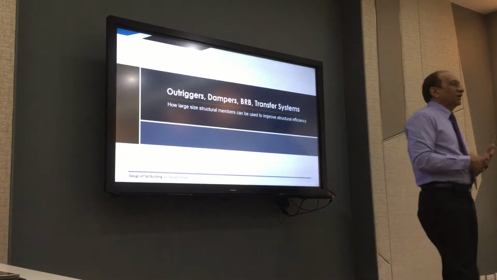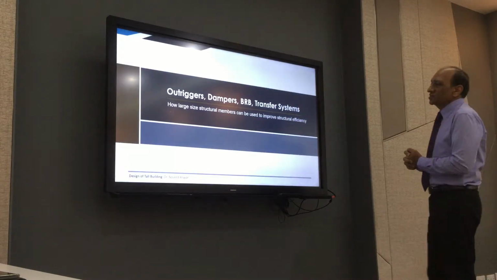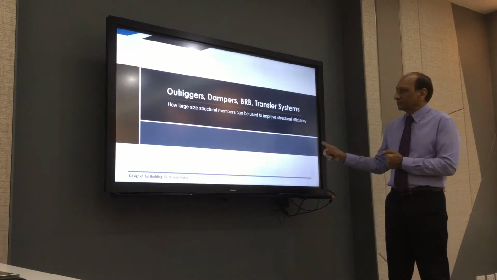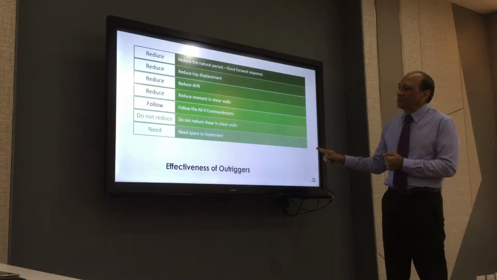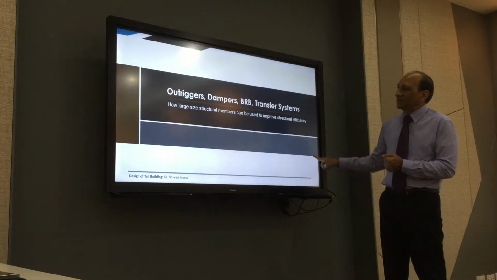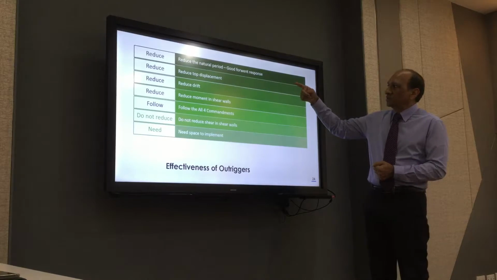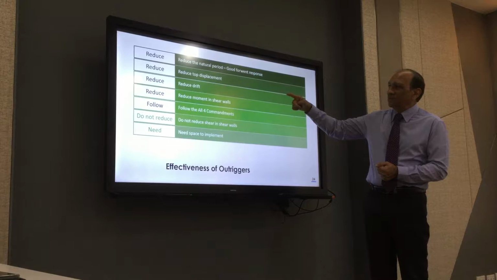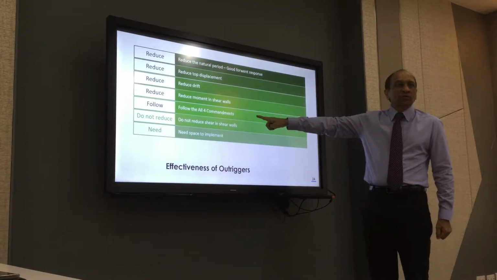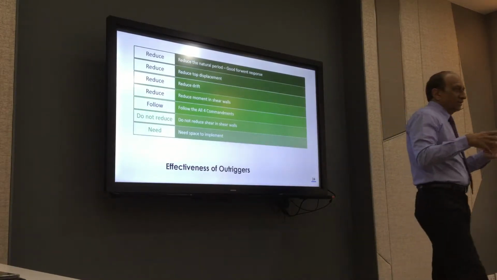Now let's come to the very important discussion of BRBs, outriggers, dampers and transfer systems in tall buildings. The purpose of the BRBs, outriggers and dampers is basically to reduce the natural period. This is good for wind response: it reduces top displacement, drift and moment, and this follows all four rules of tall buildings. So if you put outriggers, it gives you the ability to follow them.